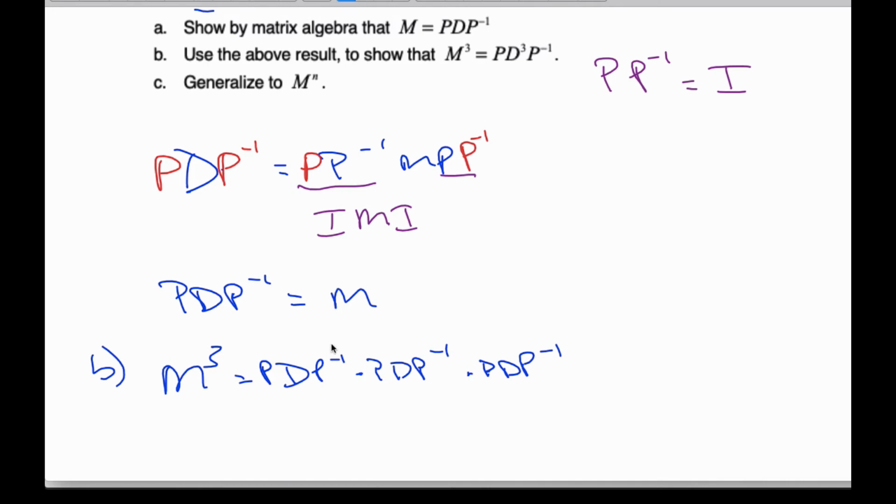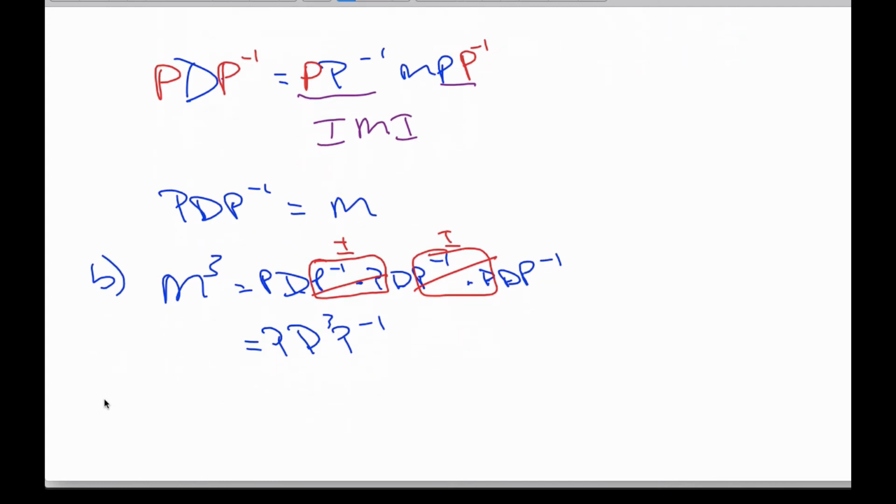But again, here, if I have those two together, that equals I. These two together equals I. And so these in essence cancel out. It's like multiplying by 1. And so if I put this together, I have P, I have D times D times D is D cubed, times P inverse.